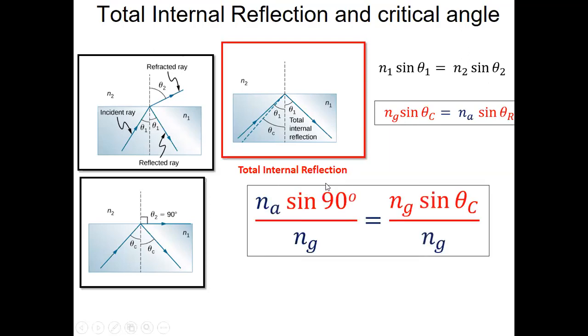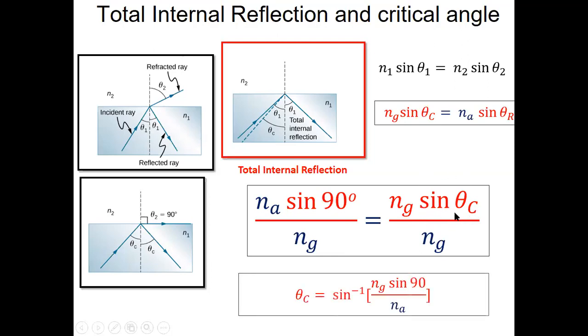Here, my goal is to calculate the critical angle, right? So I'm looking for an answer for theta c. What I want to do is keep only theta c on one side of the equation. So I'm going to divide both sides of the equation by the refractive index of glass, so that this Ng will cancel with this Ng. I've left behind sine theta c only on the left side of the equation, and then I can solve for theta c.